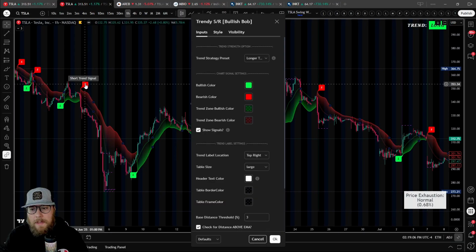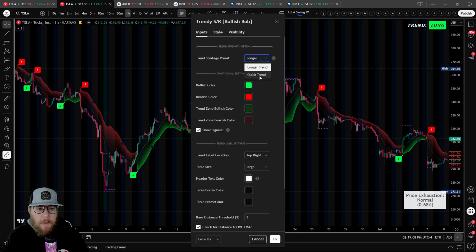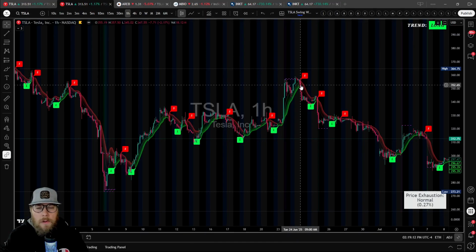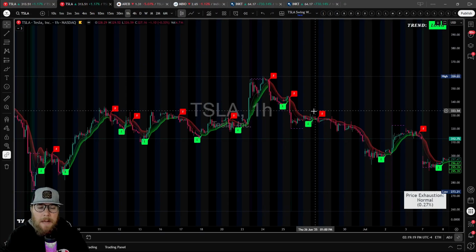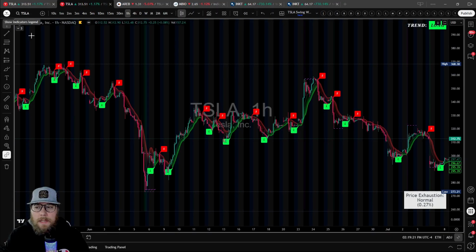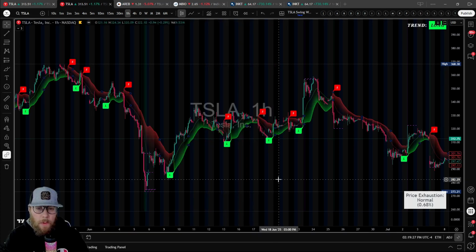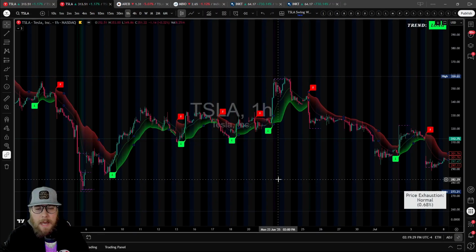If I double click on the indicator and switch this to a quick trend setting, you'll see we just have more alerts. That's okay if I want to get closer to the top and closer to the bottom of each one of these reversals. So maybe you can use something like that for timed entries. But for me, it's really going to give me the full look or outlook of that move with the longer trend. So the longer trend setting is what I have for the 1 hour chart.